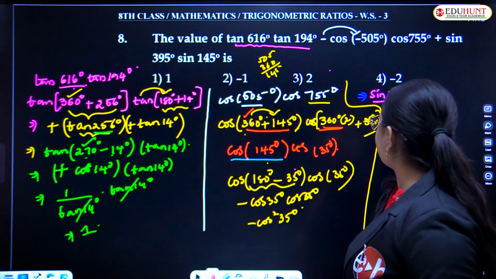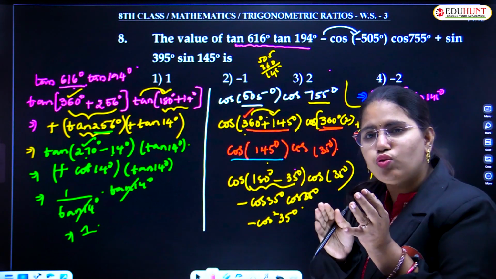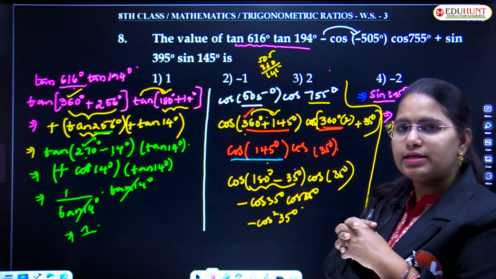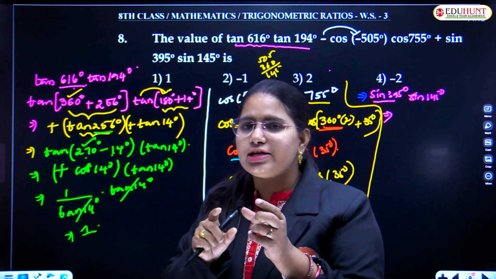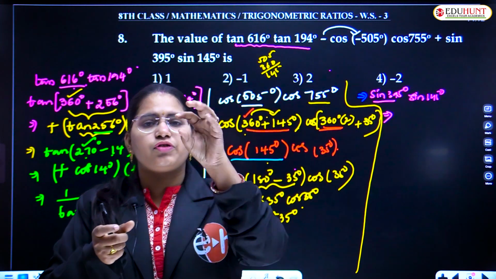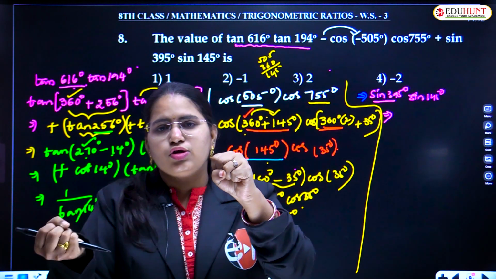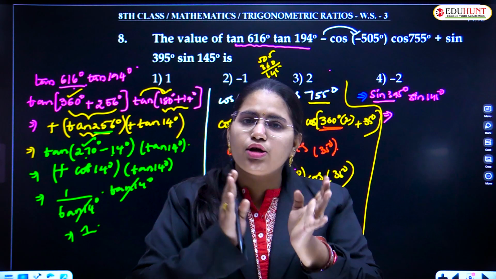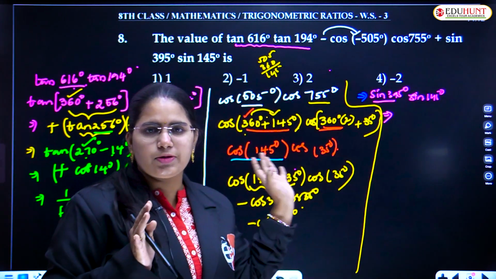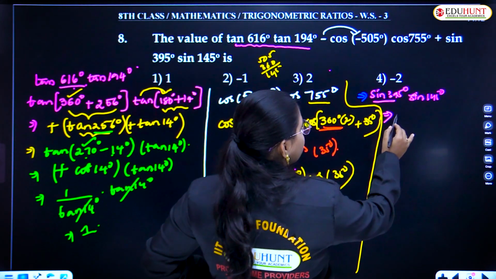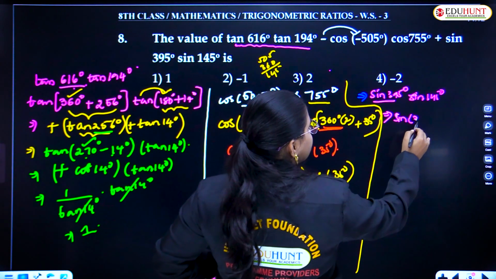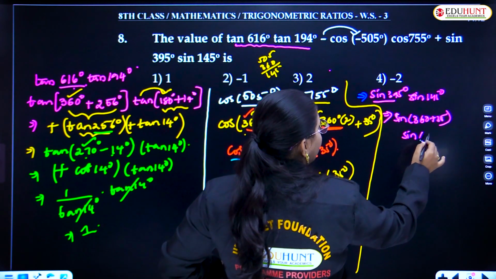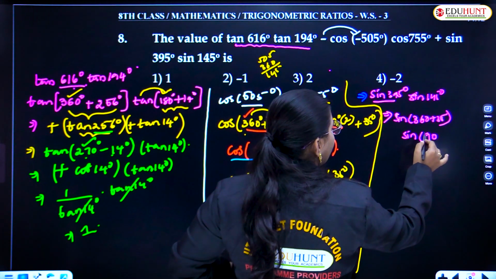395, here I can express it in the form of the closer allied angle, which is 360. How much do you need to add to 360? You need to add 35 degree so that you get 395. So I will express the same thing over there: sine 360 degree plus 35 into sine 180 minus 35.